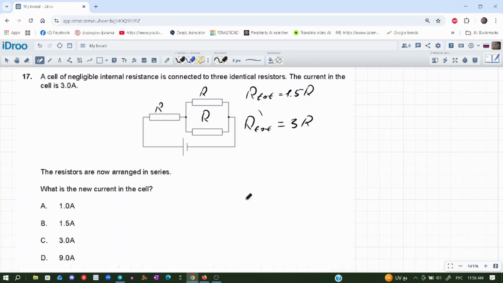So it means that the resistance is increased by a factor of 2. So if we have the same voltage here, the current has to be decreased by a factor of 2. So if the initial current is 3 amperes, the final current has to be equal 1.5 amperes, which is option B.